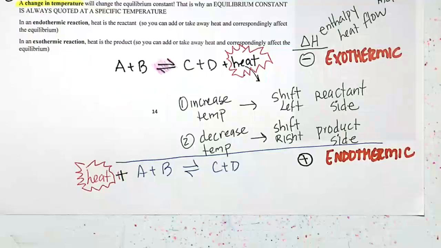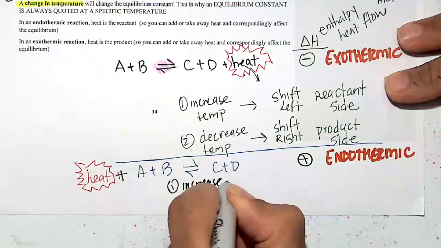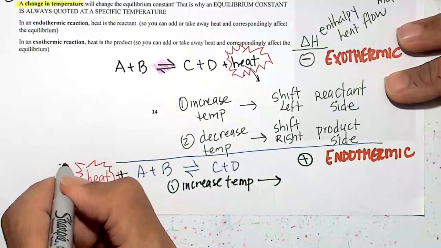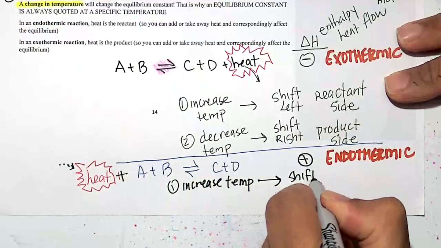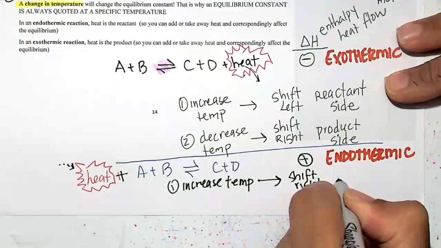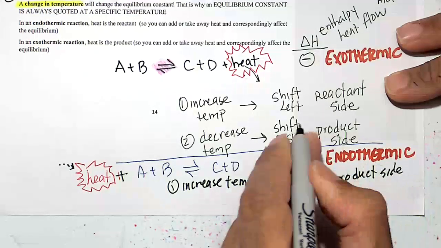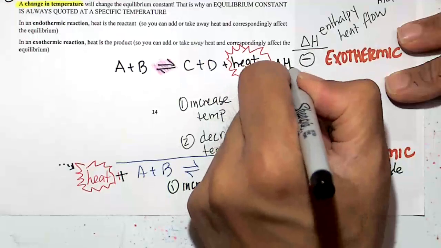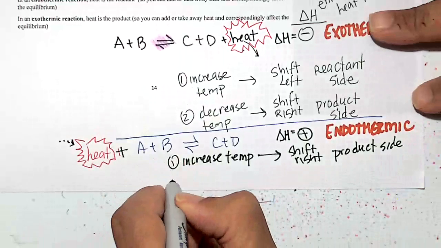All right, there's two things we can do to an endothermic reaction. We can either increase the temperature or decrease the temperature. What happens if we increase the temperature? We add heat. It's going to shift as the offset to the right, the product side. Our delta H is positive, the change in enthalpy for an endothermic reaction.